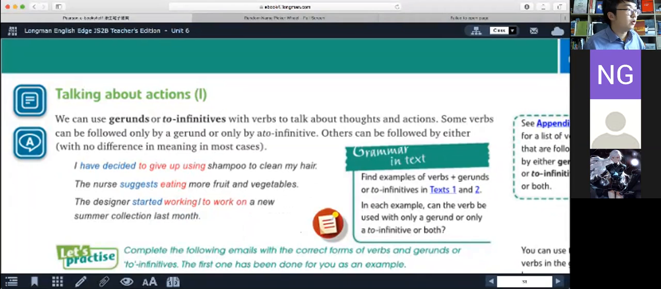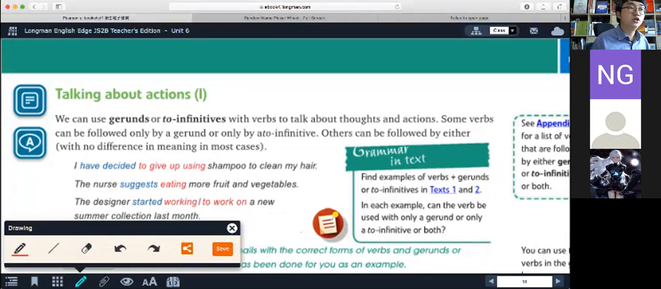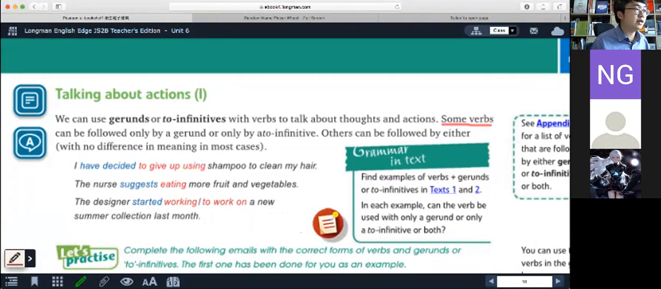So look at here. We can use gerunds or to-infinitives with verbs to talk about thoughts and actions. Some verbs can be followed only by a gerund or only by a to-infinitive. All right. So this sentence is very important. So if you have a pen with you, please underline this or highlight this. And others can be followed by either. It can be followed by a gerund or to-infinitive. There is no difference in meaning in most cases.